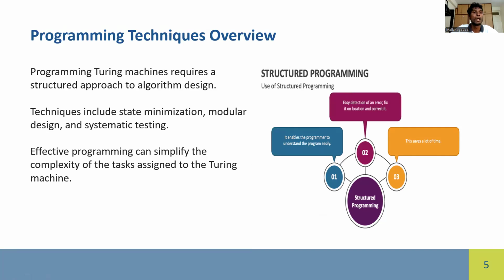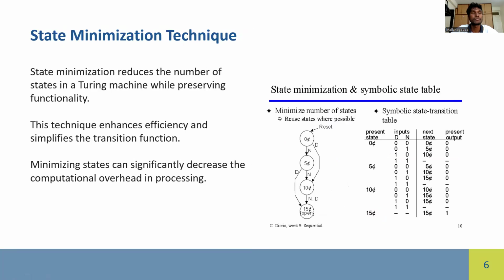Structured programming and programming techniques overview. Programming Turing machines requires a structured approach to algorithm design. Techniques include state minimization, modular design, and systematic testing. Effective programming can simplify the complexity of the task assigned to the Turing machine.